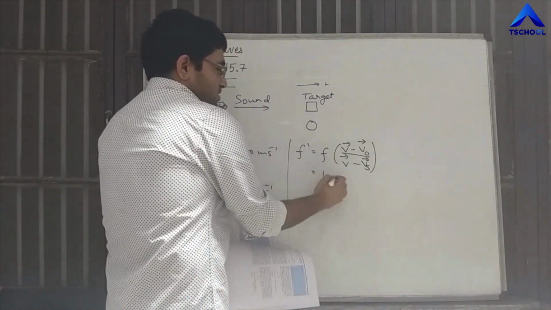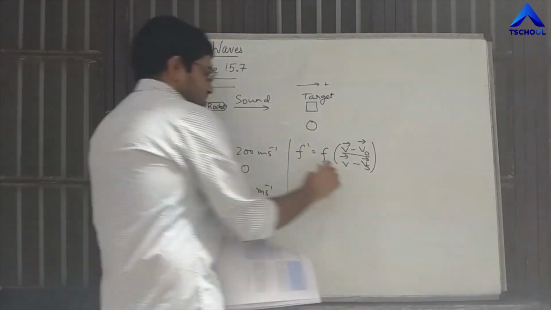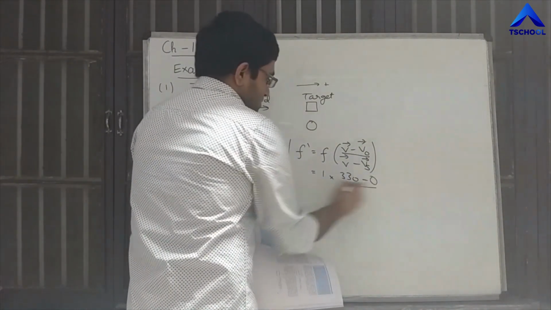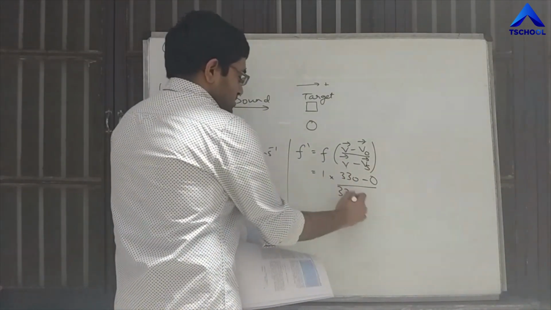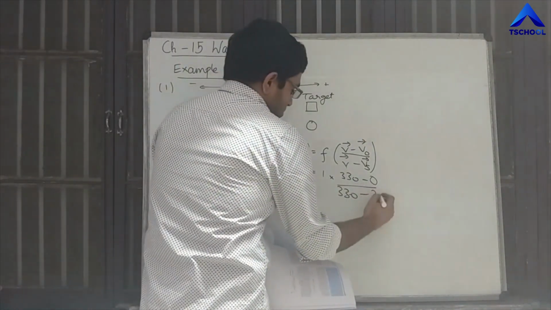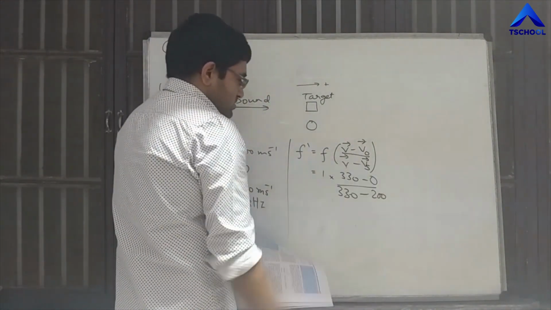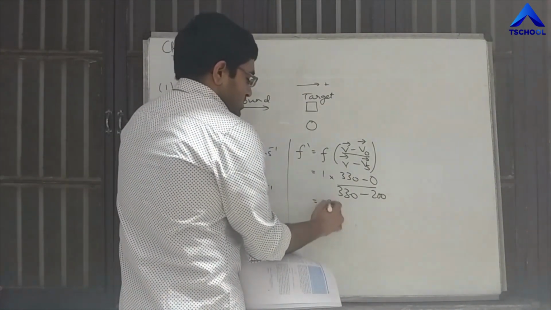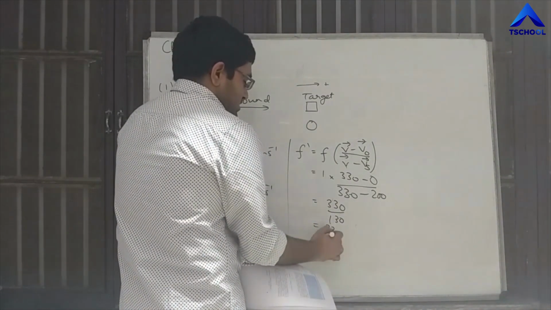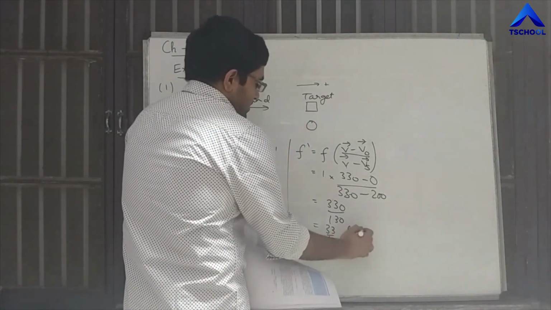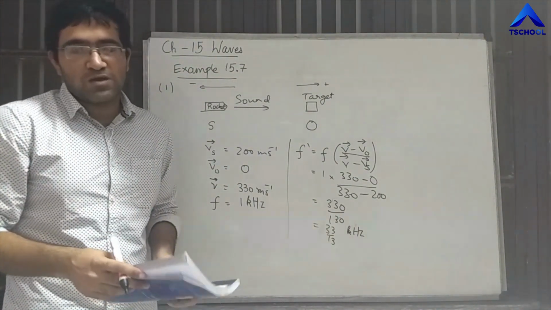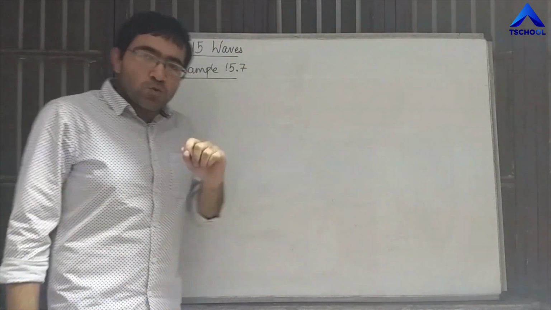Put value 1 kilohertz, I'll get the answer in kilohertz. V vector is 330 minus VO, that velocity of the target, 0, observer's velocity 0. So V vector again 330 minus, what's the velocity of this source? 200 meter per second. And we will simplify all this, we get 330 by 130, that is 33 by 13. You will do the rest in a calculator. I don't think you'll have any problem with it. So that's going to be your answer. Okay. Alright, now for part 2 of this problem.